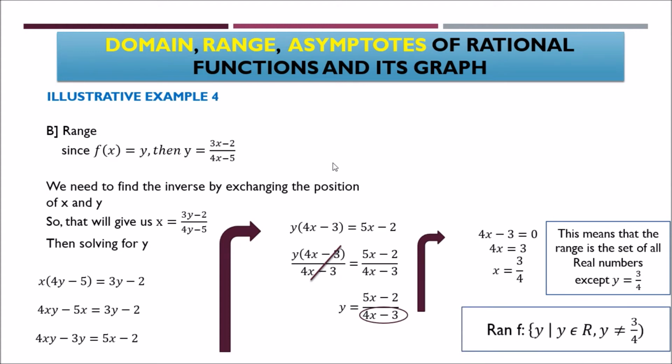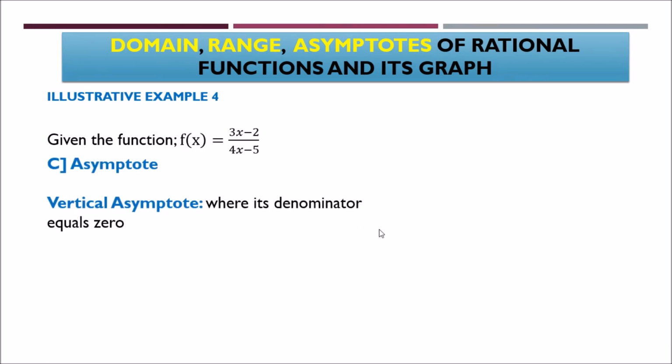Then we can write the range of the function as the set of all y such that y is an element of real numbers where y is not equal to 3/4. So that's it on how to find the domain and range of the function. Now let's proceed to finding the asymptotes of the function.